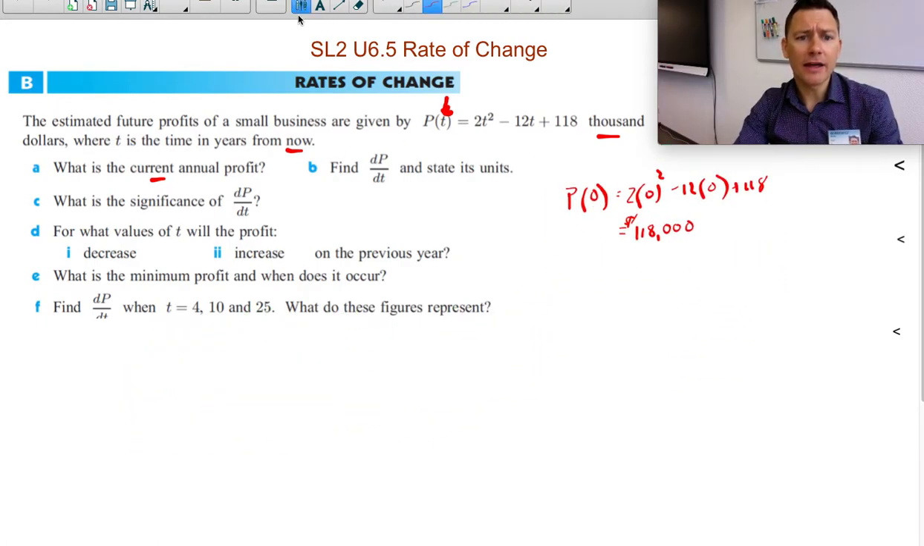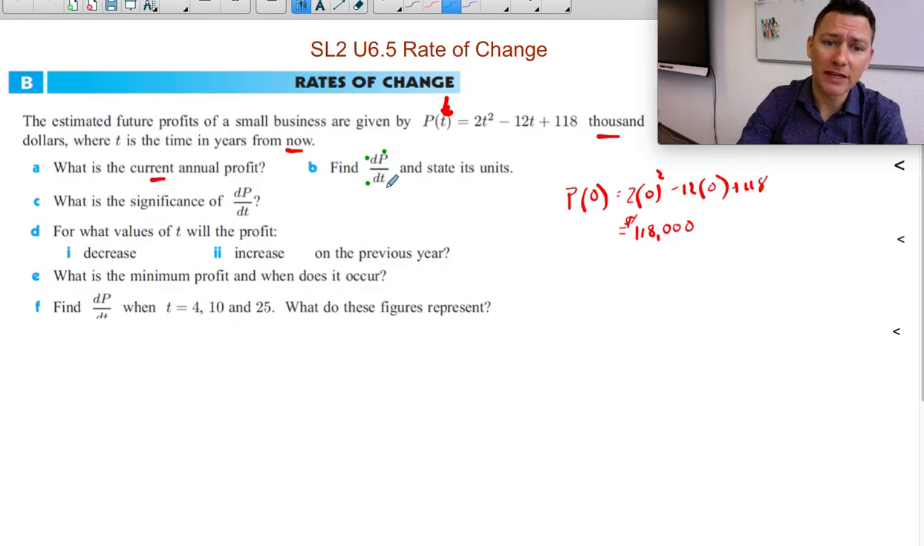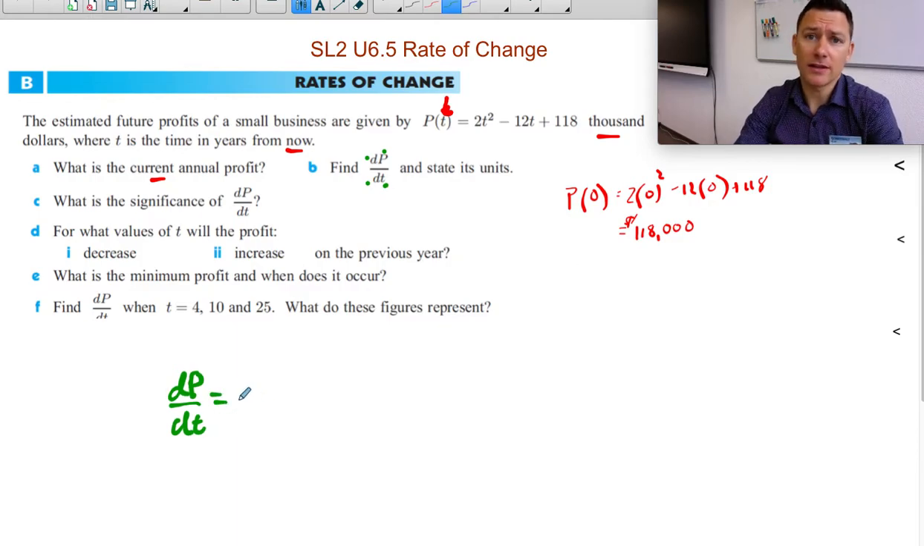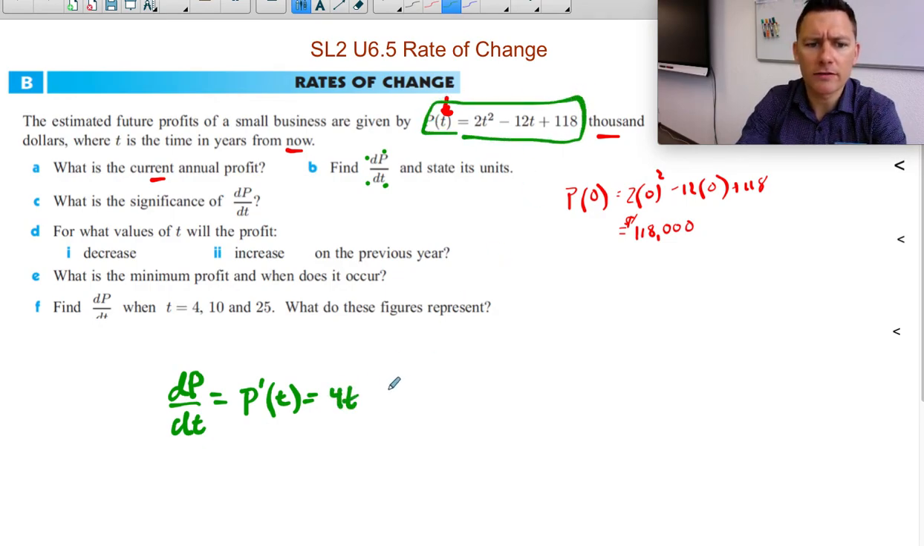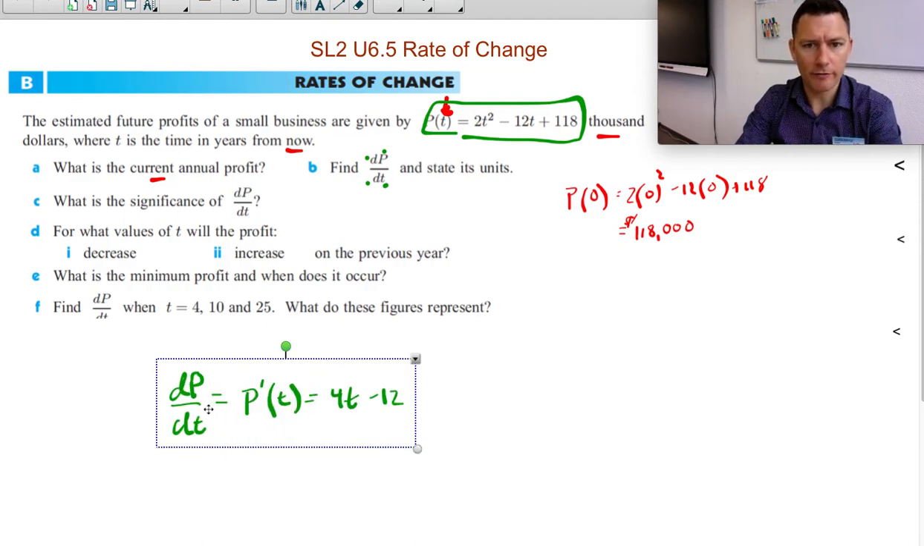In B, they said find the change of the profit based on the change in time, like as the time goes on, and that just means dP/dt, finding the derivative. The derivative is the slope of the tangent, and that's the change going on right now or at a certain point. So this is really P prime of t. So that should be what, 4t, I'm differentiating this, so 4t to the first minus 12. And so there's your dP/dt, the change in profit over time. All right, fine. So that's A and B.